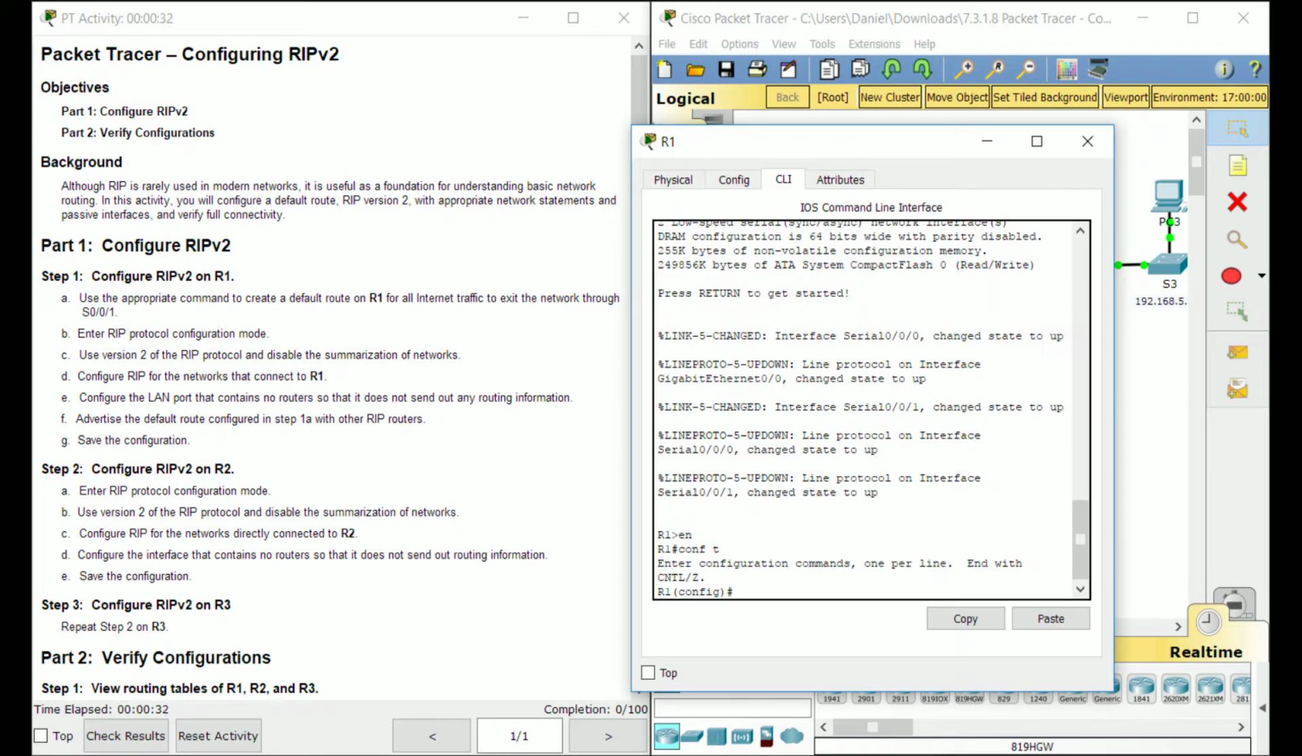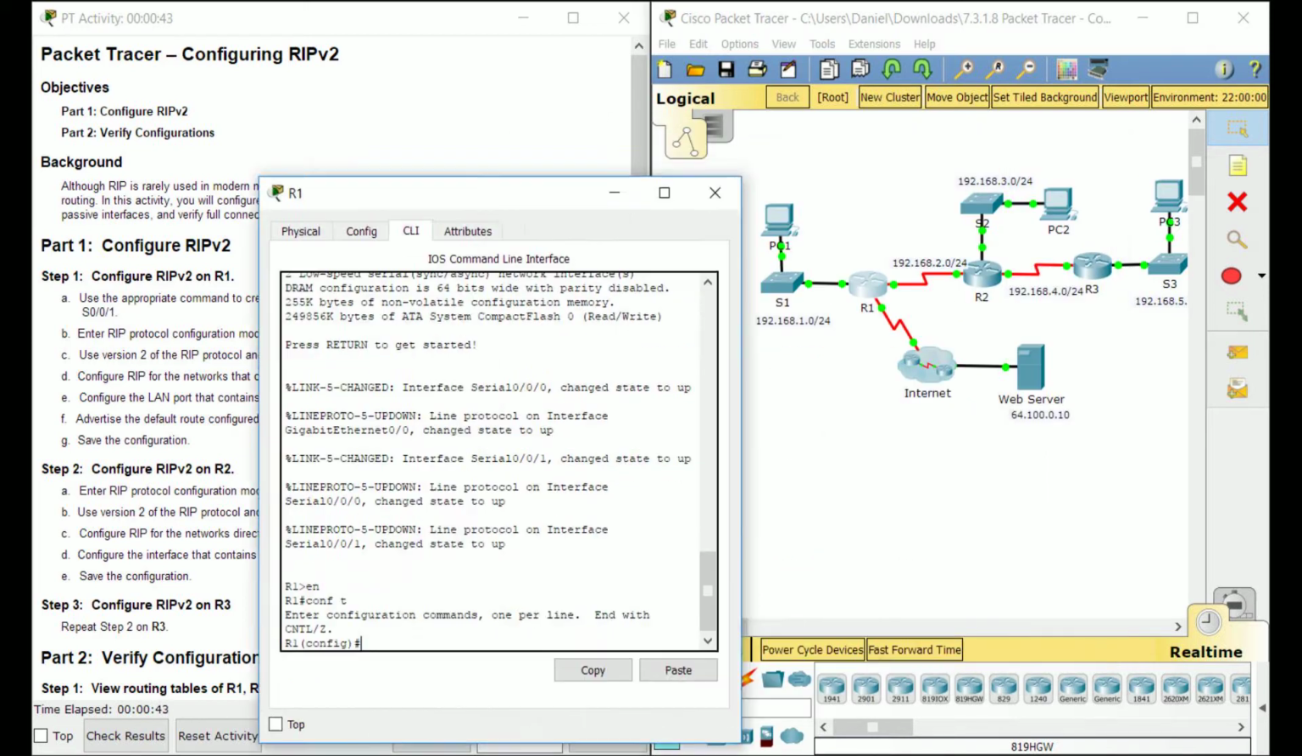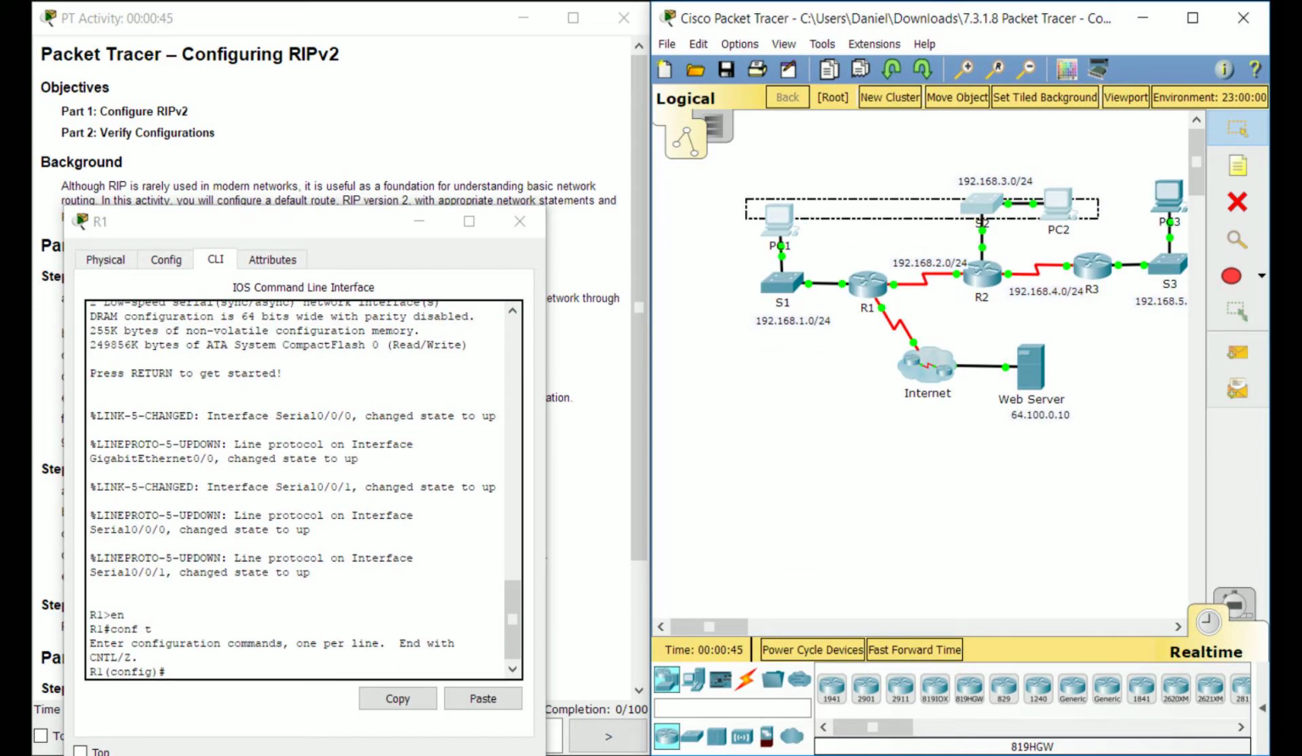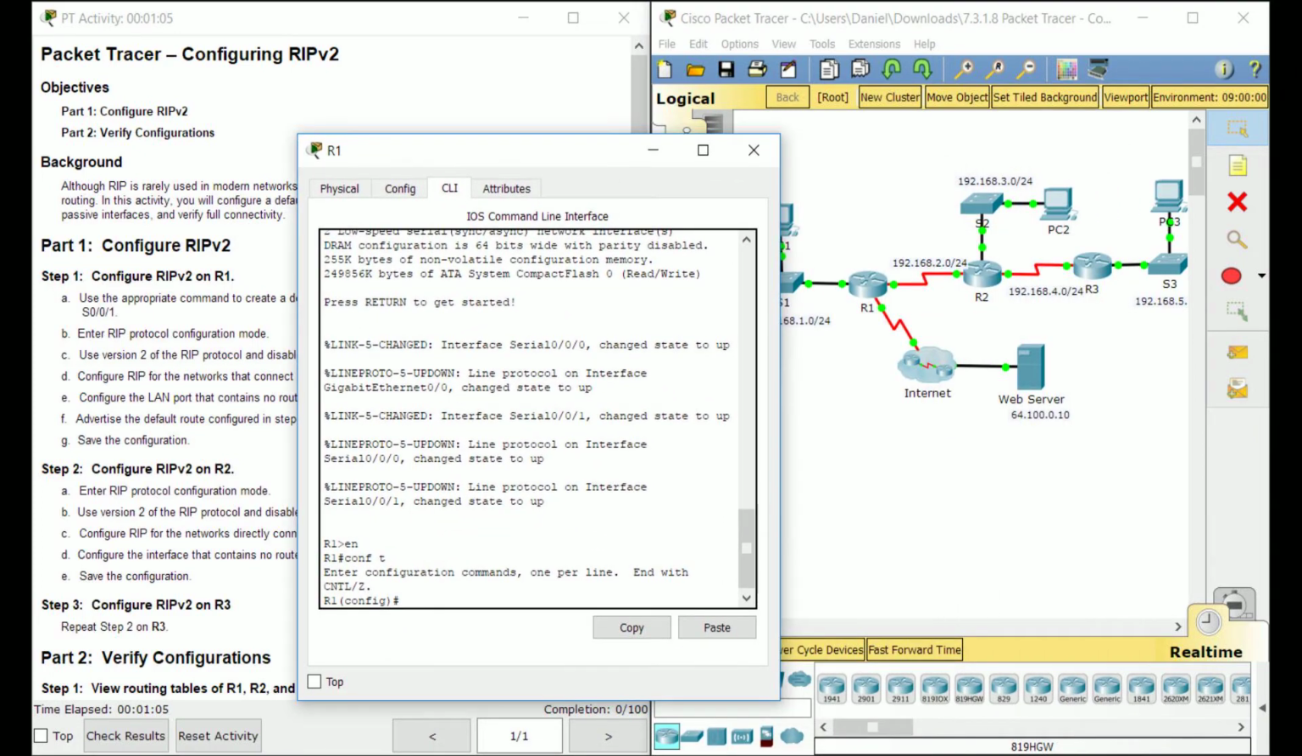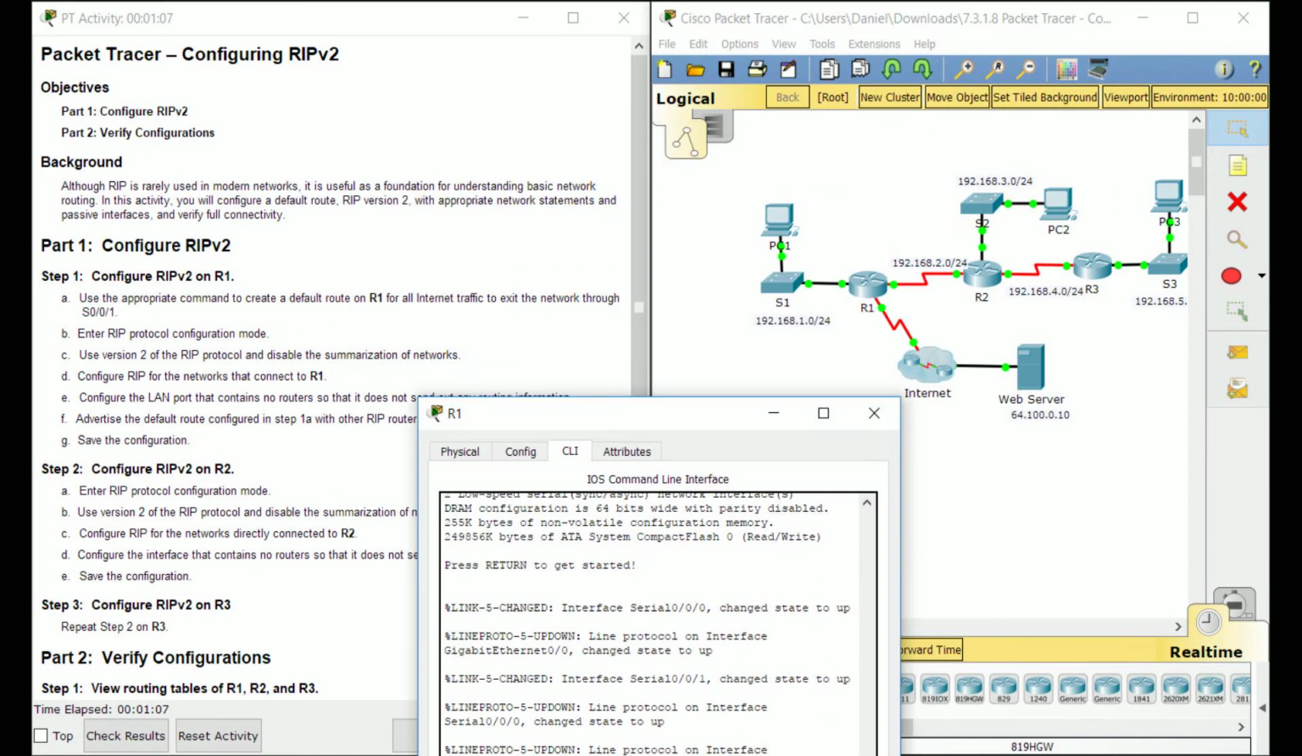Alright, so just get to global configuration mode as soon as you can. Use the appropriate command to create a default route on R1 for all internet traffic to exit the network through S0/0/1. By the end of this video, you want to create a network that can communicate with each other with RIP. For example, R1 knows that this exists and this exists and this exists, which would otherwise normally only be done through static routes, which are a pain to set up. So we use RIP version 2 to make that a bit easier.